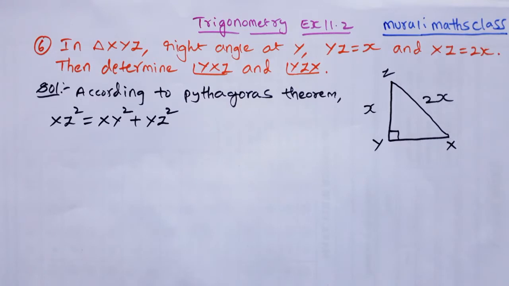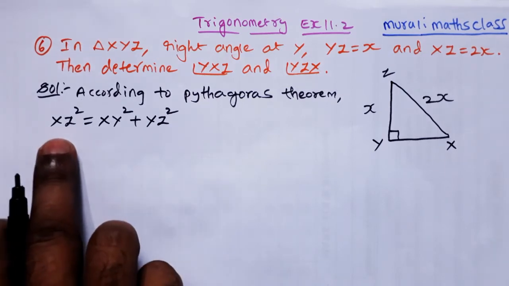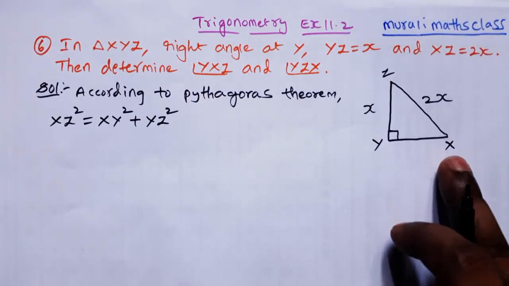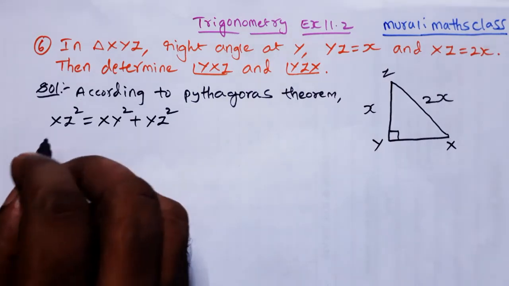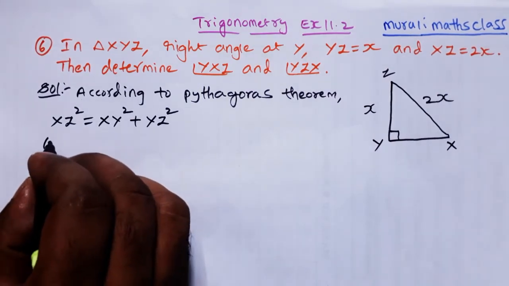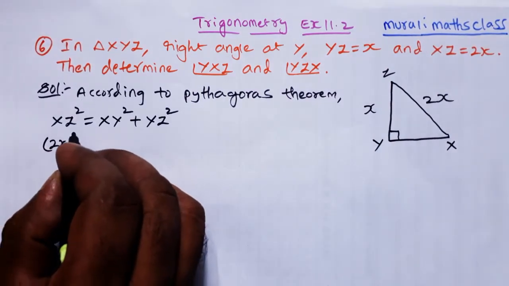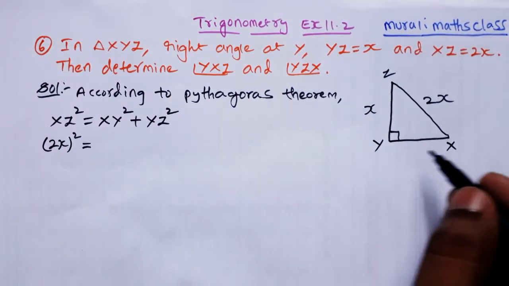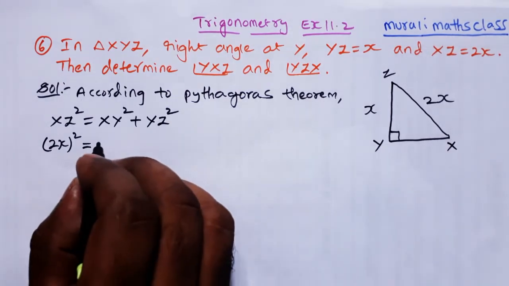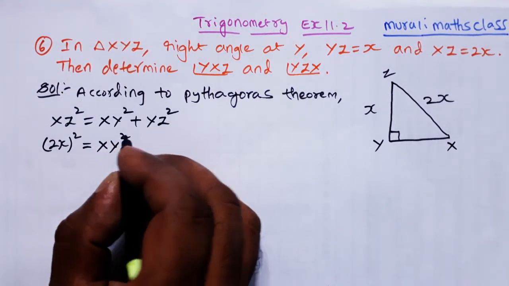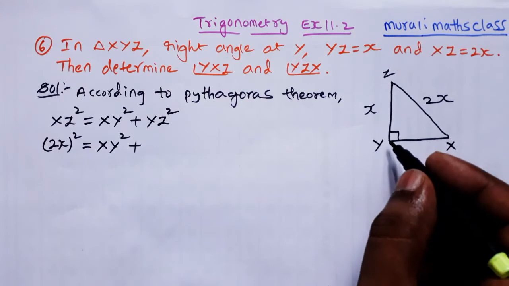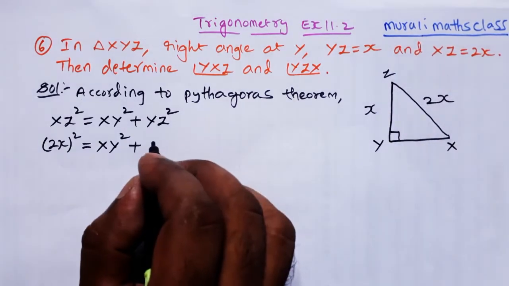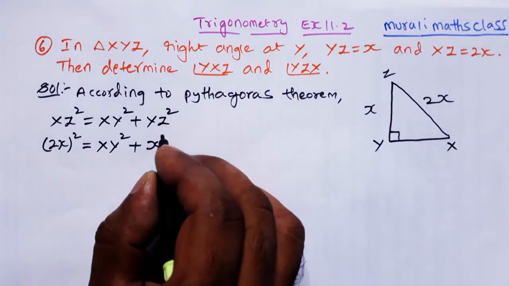Now see what data we know, which lengths we know. We know XZ. XZ, what is the answer? 2X. So substitute here: 2X whole square equals, XY we don't know, we need to find that, so as it is you write XY square plus YZ. YZ we also know, that is X. So write here X square.